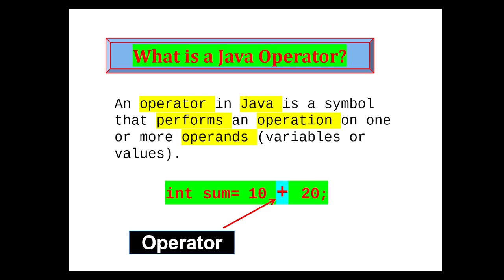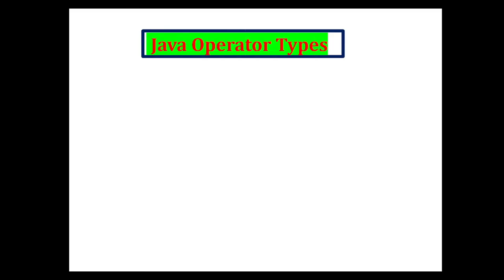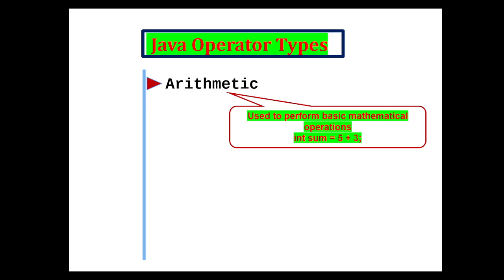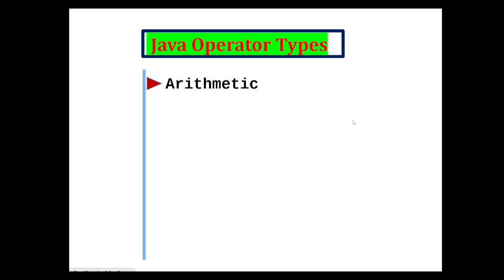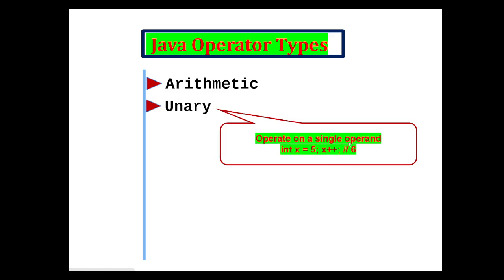Similarly, we have different kinds of operators in Java. Let us understand what the different types of operators are. The first one is arithmetic, which we can use to perform basic mathematical operations, for example addition, subtraction, multiplication and division. Next is the unary operator, which operates on a single operand. For example, here you can see the increment operator, x plus plus, which will increment the value of x by 1.